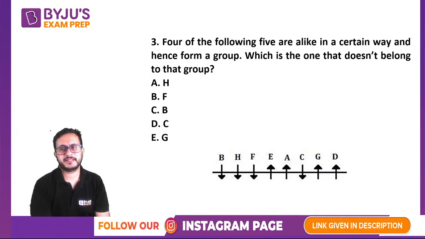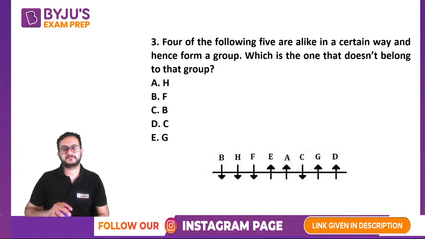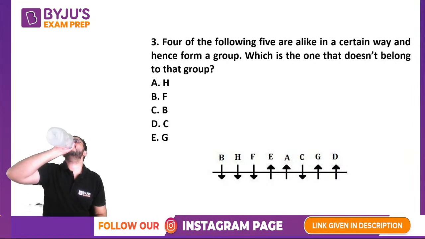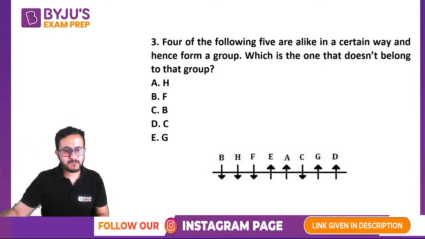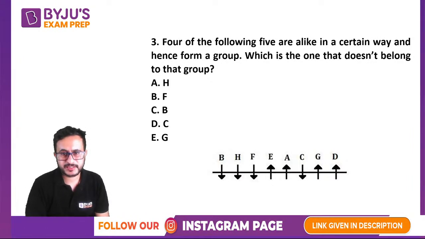Four of them are alike in a certain way, and you have to find which does not belong to that group. Odd one out: H, F, B, C, G. So if we see whoever is mentioned in the statement, these four are facing south and G is facing north. So G is the odd one out.